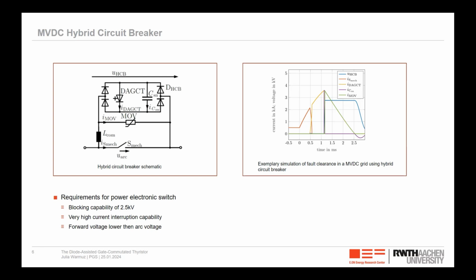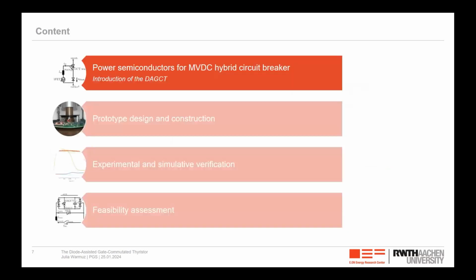The main requirements for our power electronic switch are that it needs to have a blocking capability of 2.5 kilovolt. And the main feature is that we need a very high current interruption capability. And of course, the voltage of our power electronic path needs to be smaller than the arc voltage to ensure a fault current commutation. So I will structure my presentation the following.